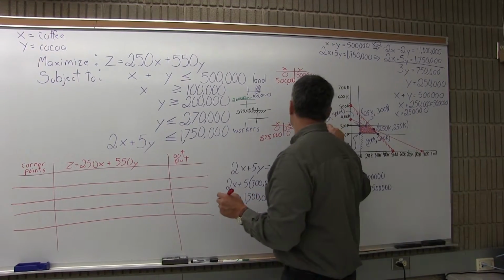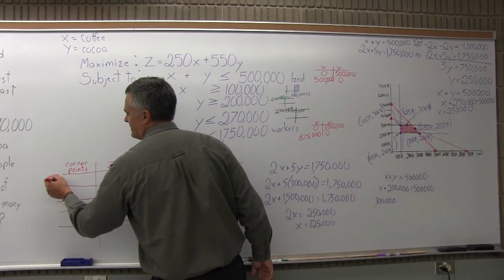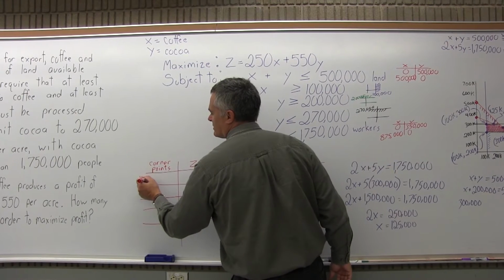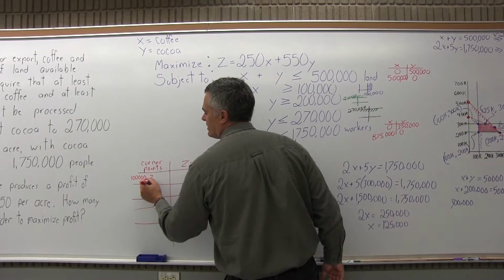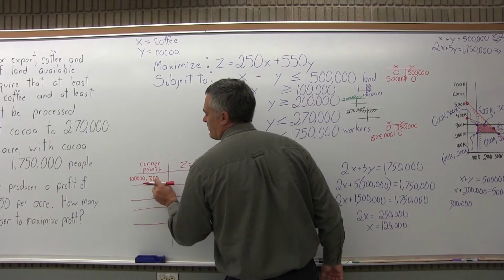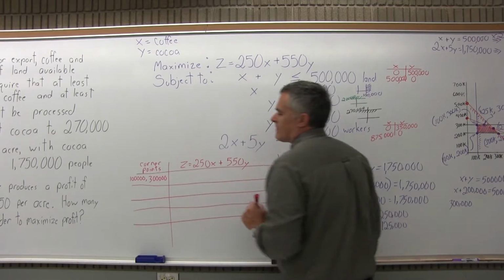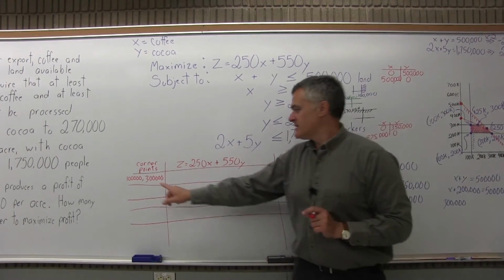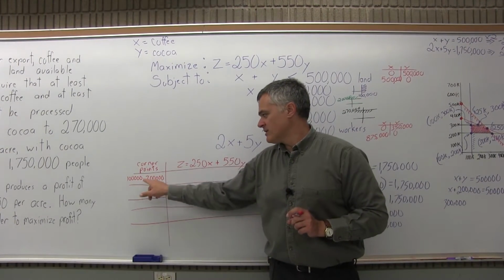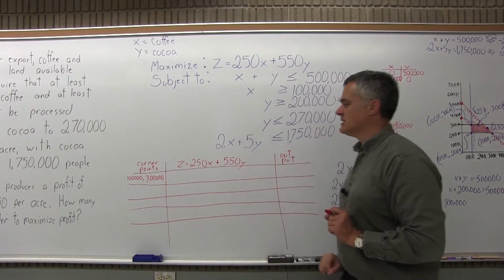So one corner point is 100,000, 300,000. And this time I will write out all the zeros. That's one of my corner points. And I don't want to put in too many commas. It would make it too confusing, because I use one comma automatically to separate the x and y coordinates of the point. So I'll just put the zeros with no commas.